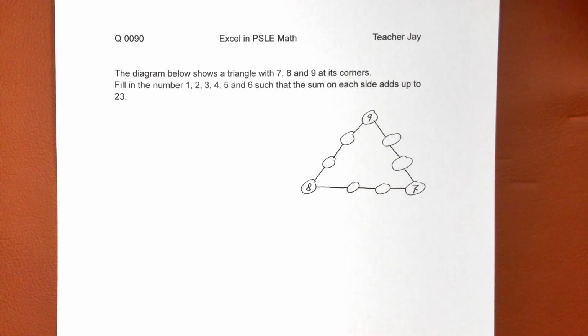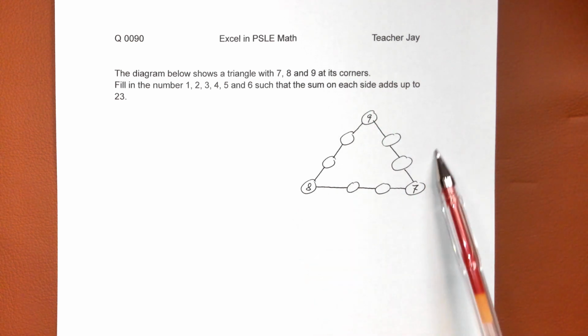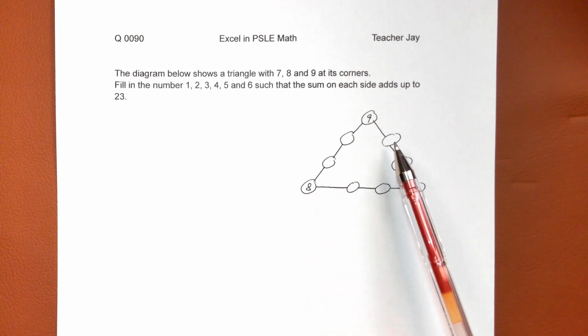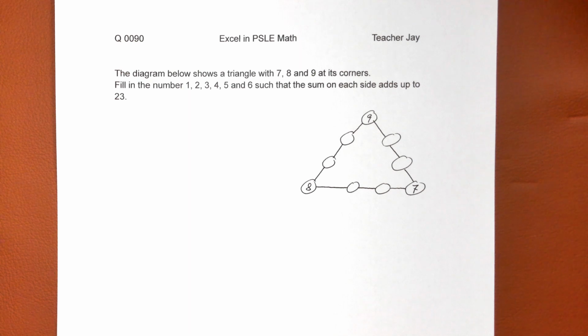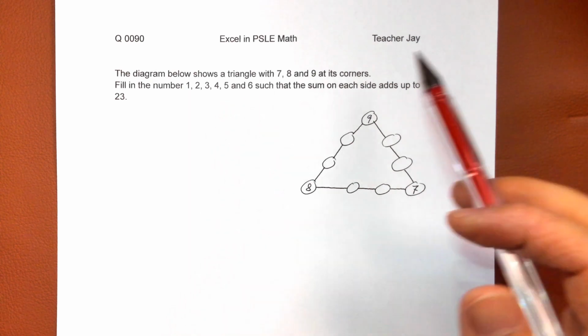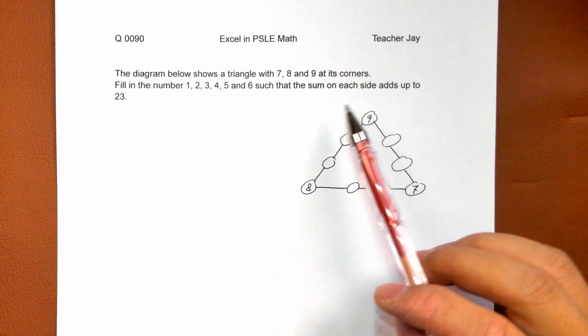Excel in PSLE Maths, question number 90. The diagram below shows a triangle with 7, 8, and 9 at its corners. 在下图中有一个三角形，其中7、8、9三个数字呢都在它的角上边。Fill in the number 1, 2, 3, 4, 5, and 6 such that the sum on each side adds up to 23.